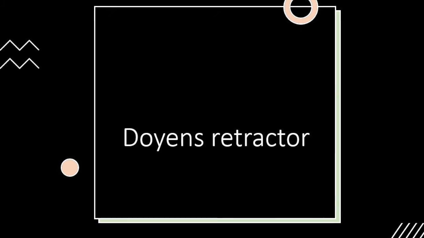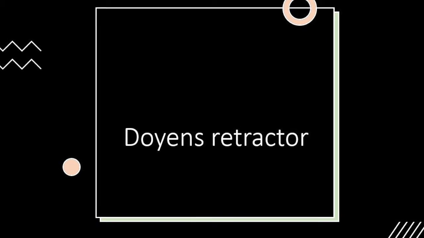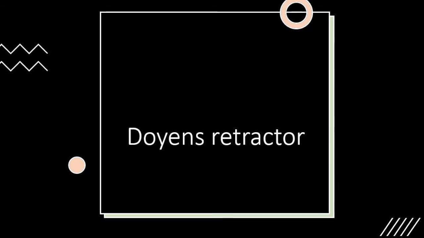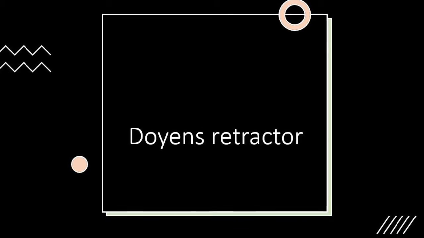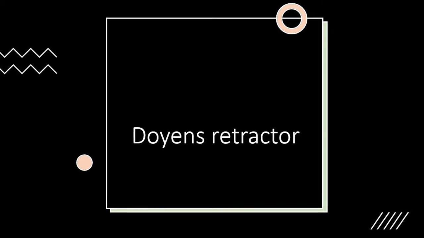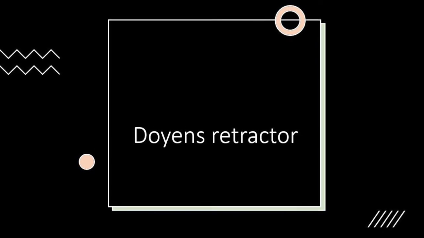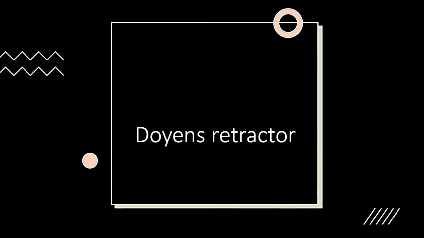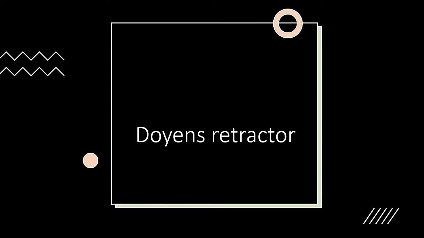So this is called a Doyne's retractor. Again, something you may have used to pull the bladder out of the way while doing a hysterectomy, for example, or while doing a caesarean section more commonly. This instrument is used here in the UK.